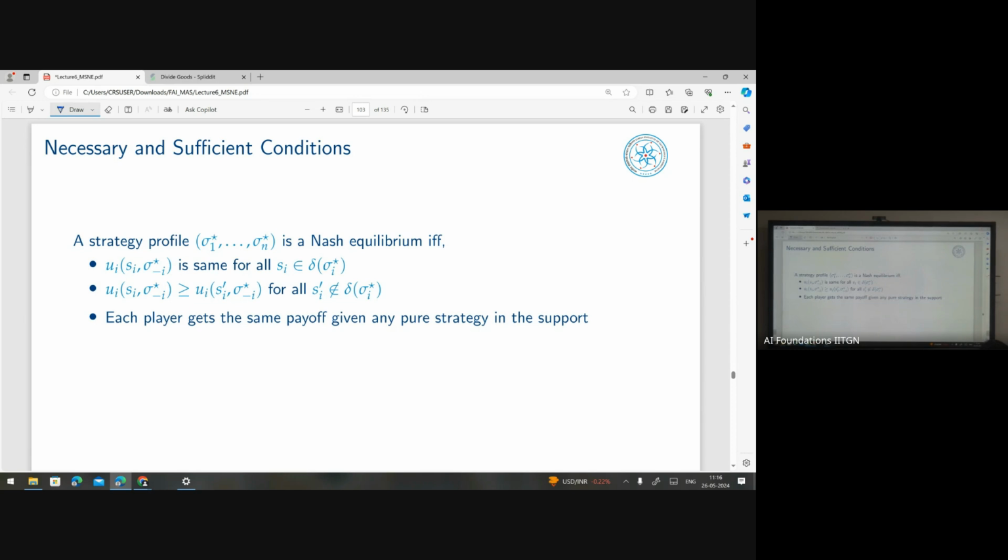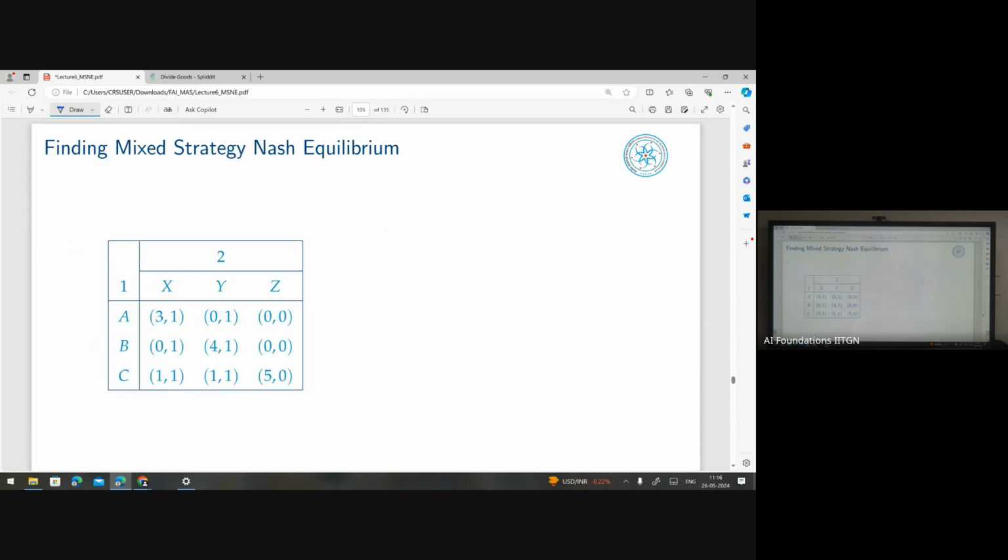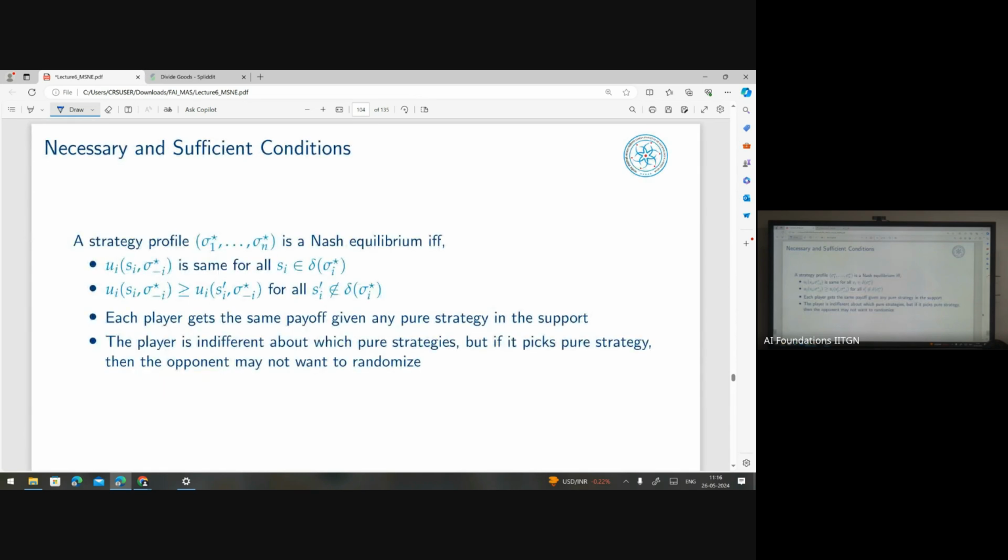So each player gets the same payoff given any pure strategy that is in the support, or is assigned positive probability, and the player is indifferent about which pure strategy. So the idea is the utility is the same for all the pure strategies that are there in the support. And the second condition is that the player must get at least as much utility as from any of the strategies that are not in the support. If there is a strategy that is not in the support, then you are not getting enough utility out of it. That's the idea.